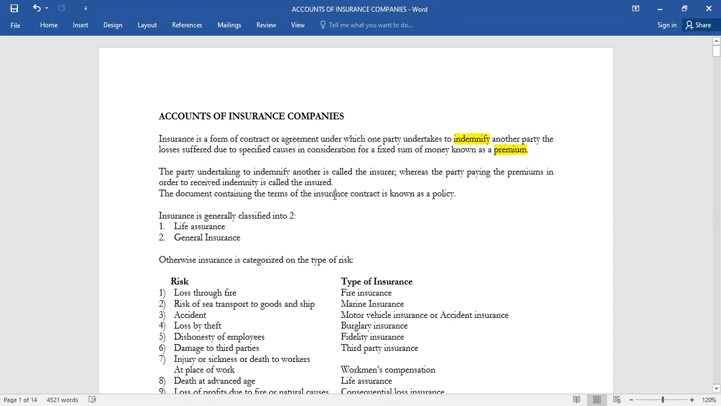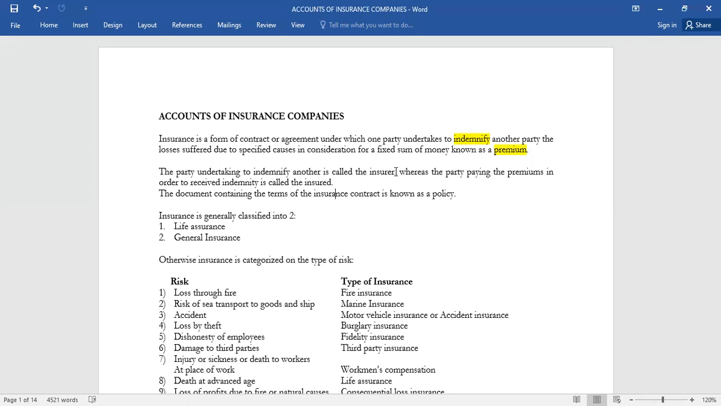So the party undertaking to indemnify the other party is called the insurer, whereas the party paying the premiums in order to receive the compensation or indemnity is called the insured. So kindly note those keywords. The agreement or the contract between the insurer and the insured is what we call a policy. The document that contains the terms of the insurance contract is what we call a policy.